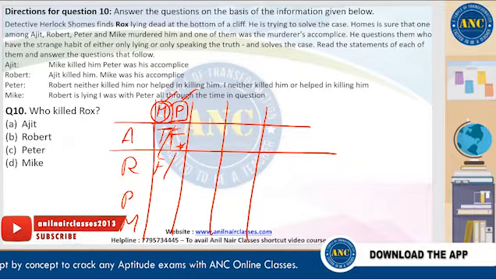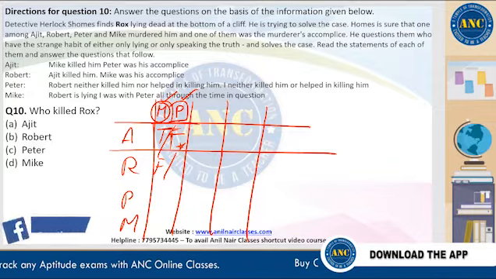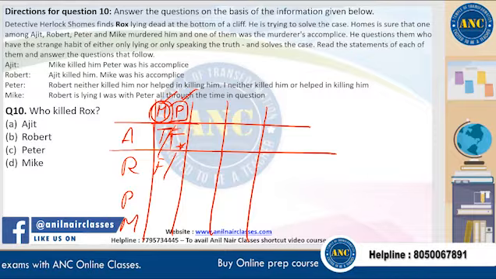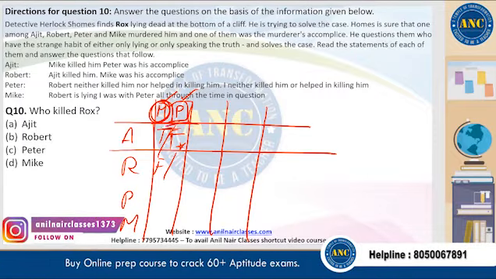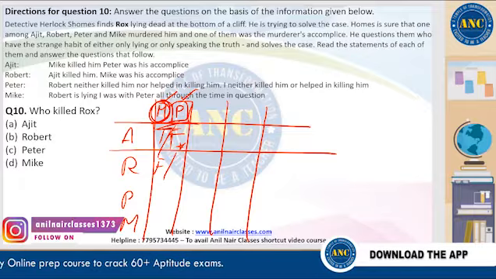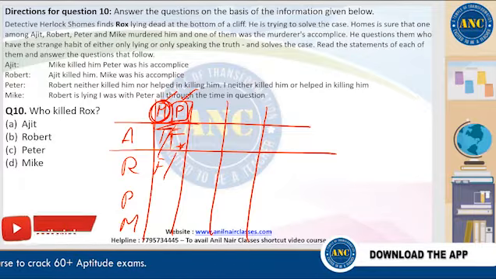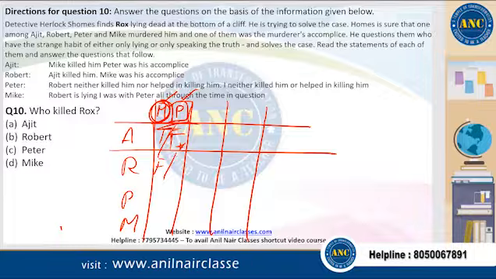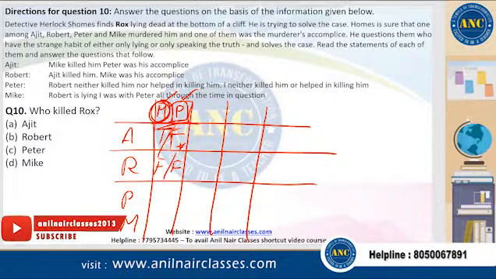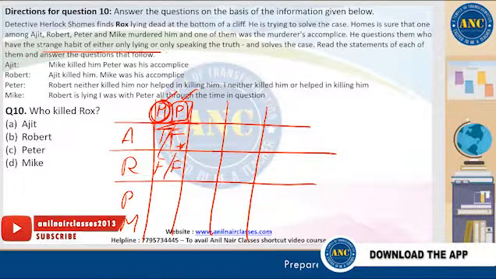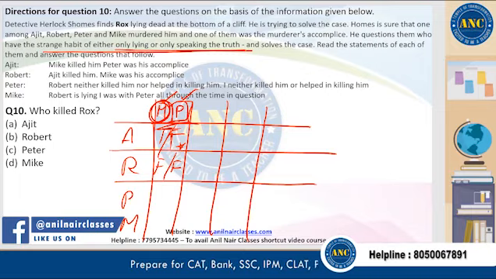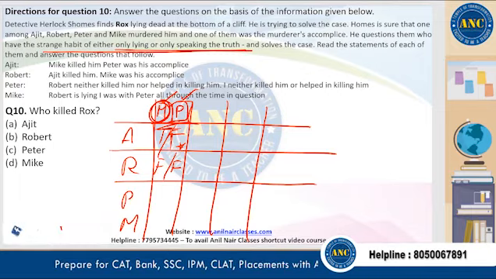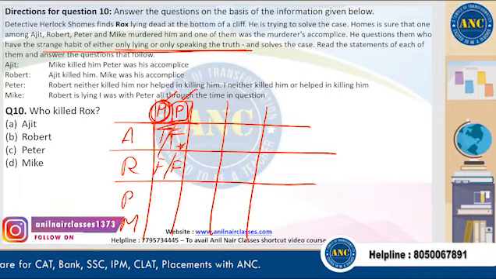Just by looking at these two cases, was Mike really the accomplice? No, Mike was the murderer. We identified the circle with the murderer and the box with the accomplice. So the first statement is false, and the second statement is also false. That's good news for us because they have the strange habit of either only lying or only speaking the truth. Right? Are we still going good? Are we going strong on this?